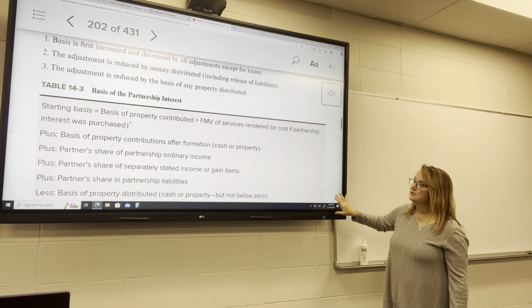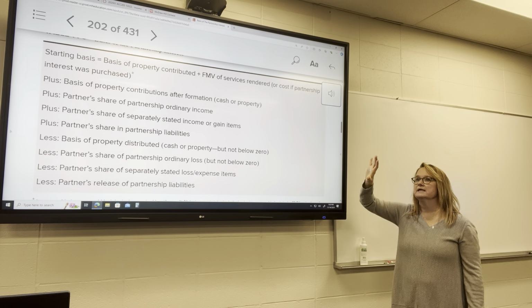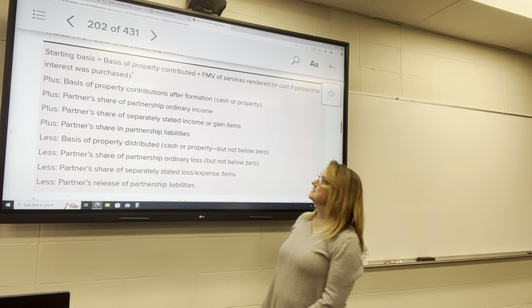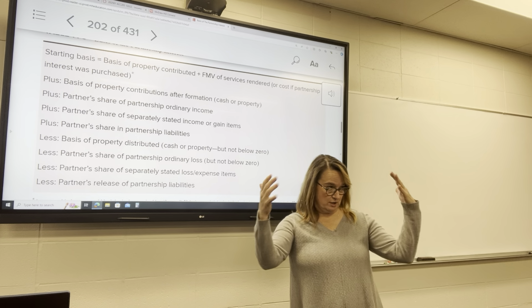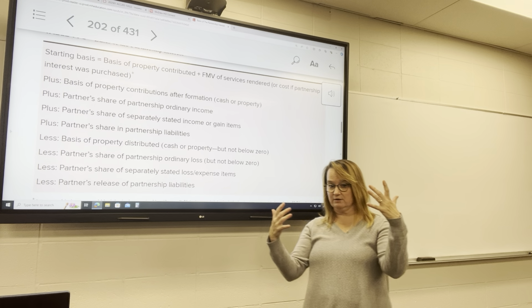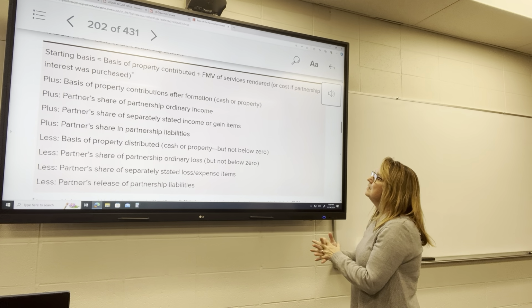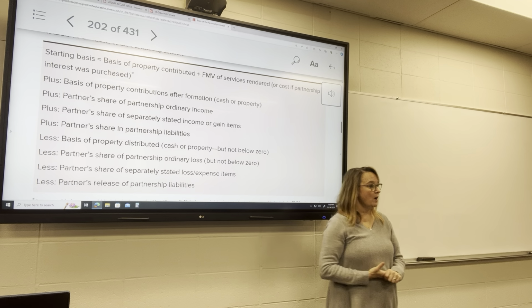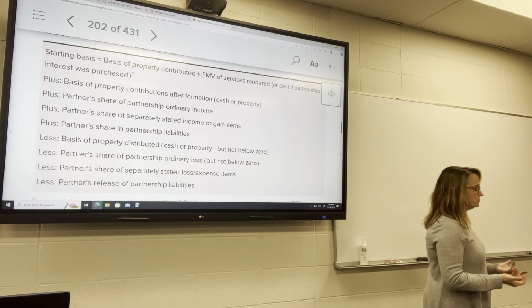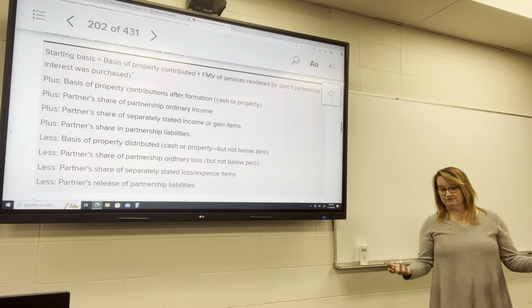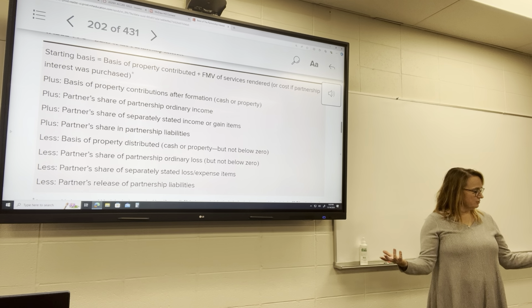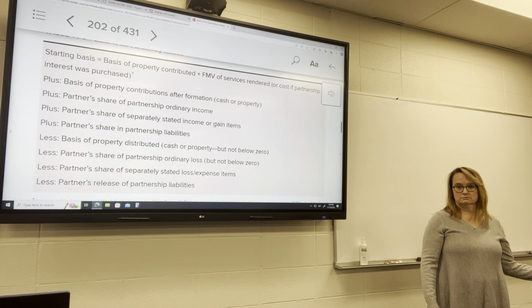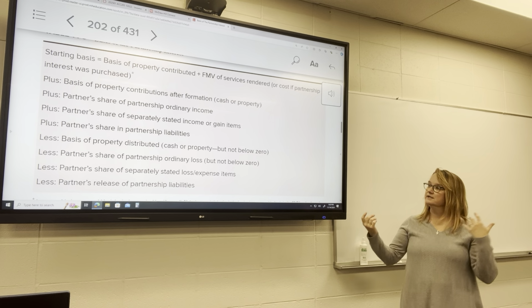Okay, so here's kind of what the equation looks like. Our starting basis, like I said, based on all those parameters that we talked about at the start of the chapter, plus any property contributions after formation. So maybe we contributed more to the partnership after the fact. We had our starting contribution, and then 6 months later we contributed something else, right? We're going to add that to our basis. That's going to increase our basis.